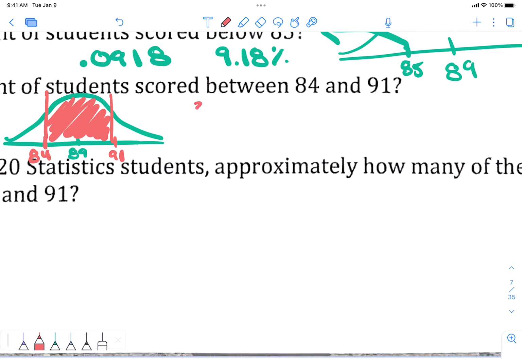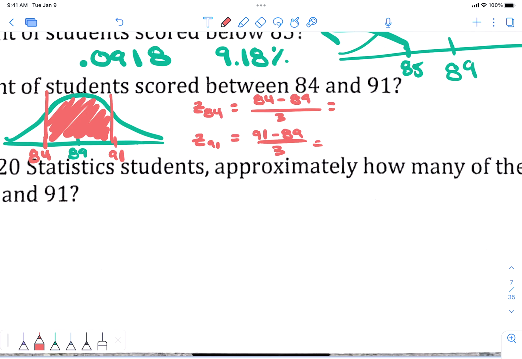We want to find a z-score for each one. So I'm going to find z of 84 and z of 91. Since I'm doing two of them, I use a subscript to know which one I'm doing. So z84 and z91: we do 84 minus 89, because that's still the average, divided by 3. The other one is 91 minus 89 divided by 3.